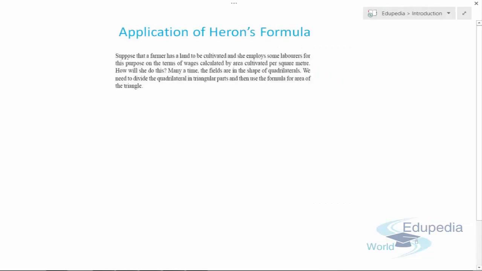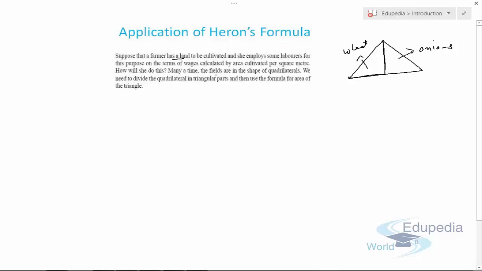Now suppose that a farmer has a land to be cultivated and she employs some laborers for this purpose on the terms of wages calculated by the area. Let's say the farmer has a triangular field. On some part she wants to cultivate, let's say, wheat, and on another part, let's say, onions. If you know how to calculate the area of a triangle using Heron's formula, then she can calculate the exact area to be cultivated, or she can evenly divide the area. So this is how we can use Heron's formula.